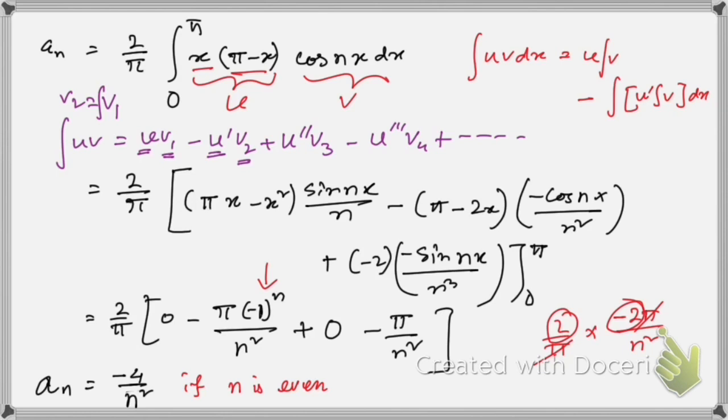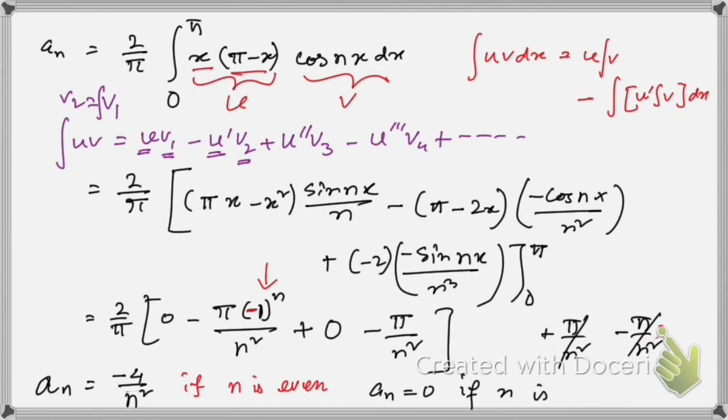Then if n is odd, this term is going to be negative, right? Then what you will get is minus pi by n square, again times minus 1, which makes this term positive. Then we have minus pi by n square, and these two cancel and become 0. 0 into anything is going to be 0, right? So a_n is equal to 0 if n is odd. That's what we have. Hope you have understood this.